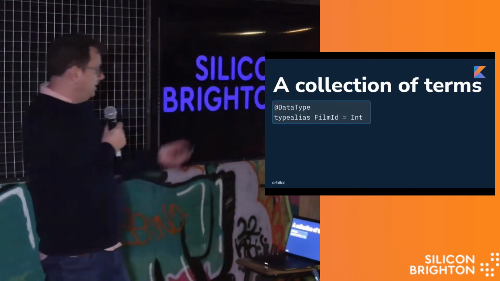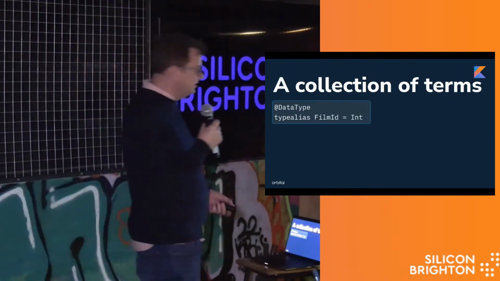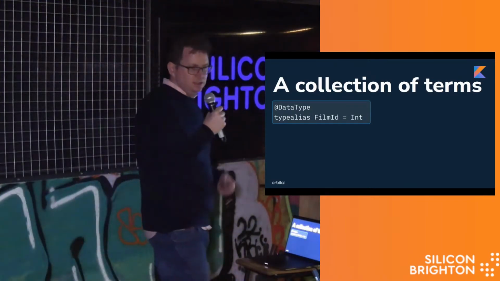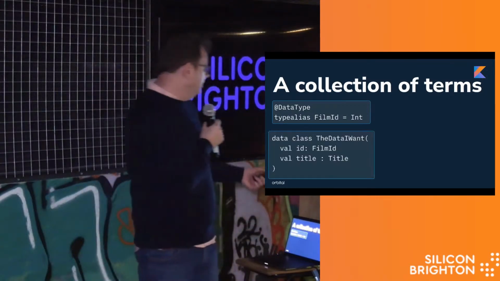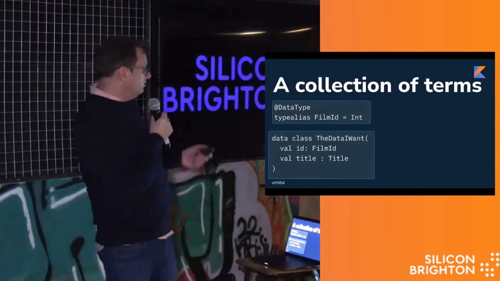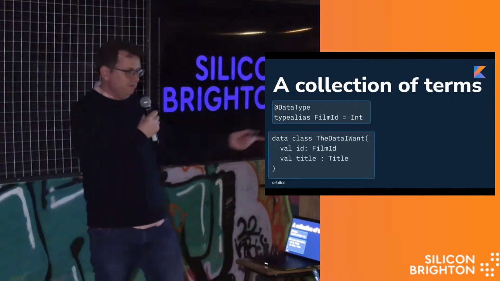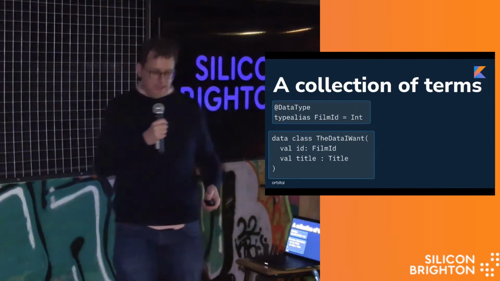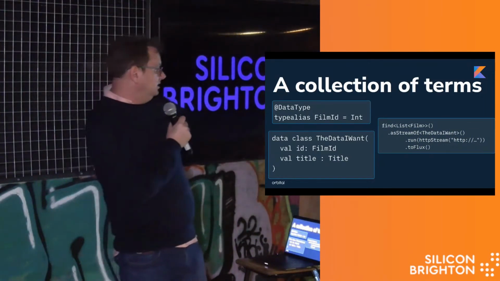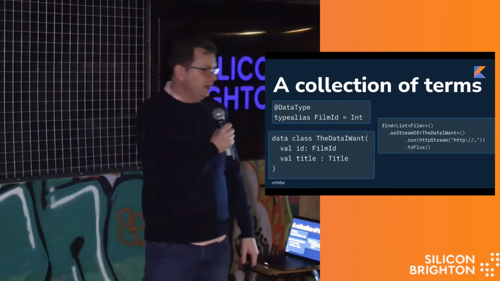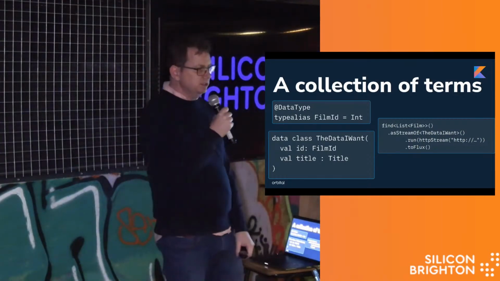So I could take a type alias of a film ID, which is a kind of integer, and I could put a data type annotation on it, because that's how our framework works. We need a little annotation there to say this is a thing I care about. And then I can build a data class that describes the data that I want: the film ID and the title. Again, field names are up to me to define. And then I can write a query that says, find me a list of films and give it back to me as the data that I want. So find me some information and format it in the way that I want it.